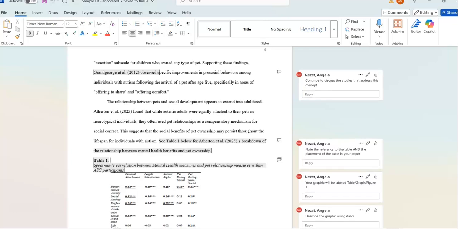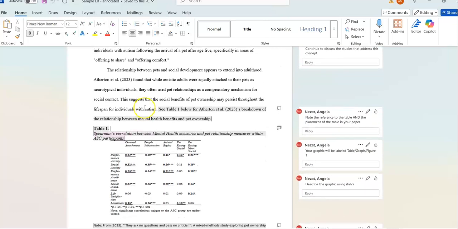Now, here's my table. I included a table to support this. I found a table that showed the correlation between mental health measures and pet relationship measures within the participants of this study. So I said to myself, hey, that looks like a good way of showing this information. For you as a student, the purpose of including a table is to get practice doing it.